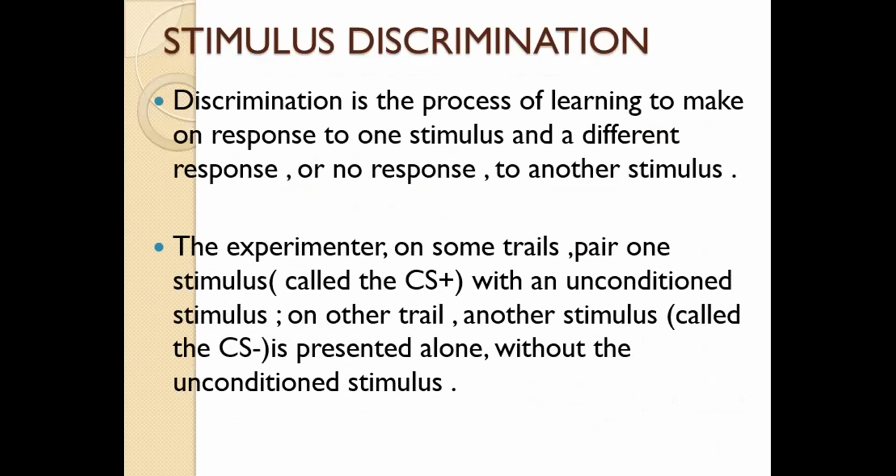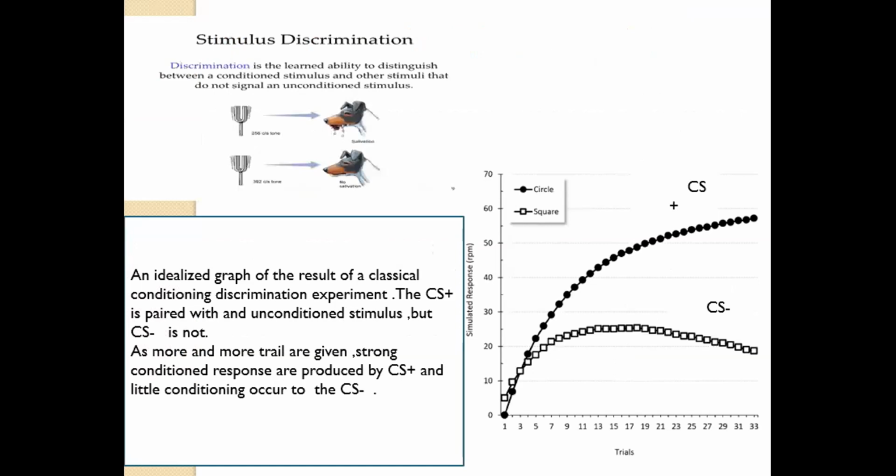Stimulus discrimination. Discrimination is the process of learning to make one response to one stimulus and a different response or no response to another stimulus. The experimenter, on some trials, pairs one stimulus, that is the conditioned stimulus, with an unconditioned stimulus, and on other trials another stimulus is presented alone without the unconditioned stimulus. This is the graph showing stimulus discrimination. The graph represented by the circle is the pairing of the conditioned stimulus with the unconditioned stimulus, and the graph represented by the square is where the conditioned stimulus is presented alone.